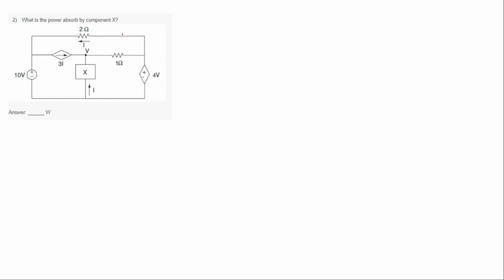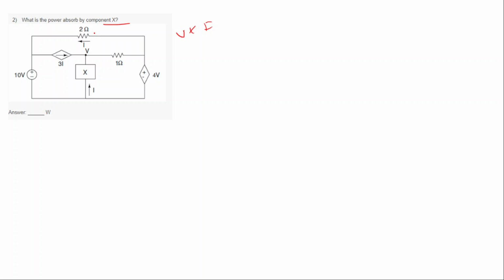Okay, so now let's see. What is the power absorbed by the component X? Similarly, we need to find the power absorbed, which will be equal to V multiplied by I. So this is V volt and this is I. We need to multiply by just the I.